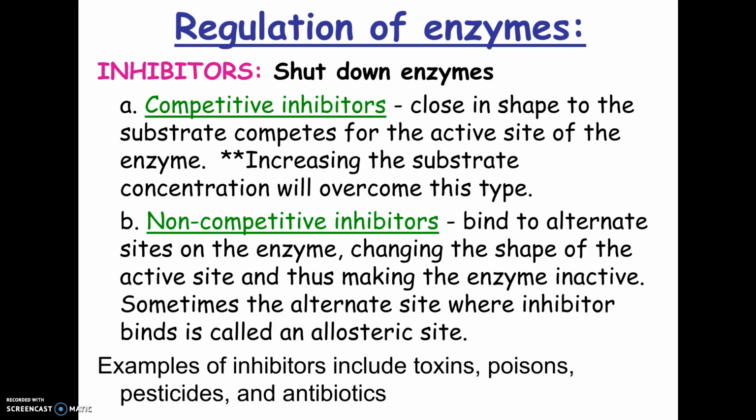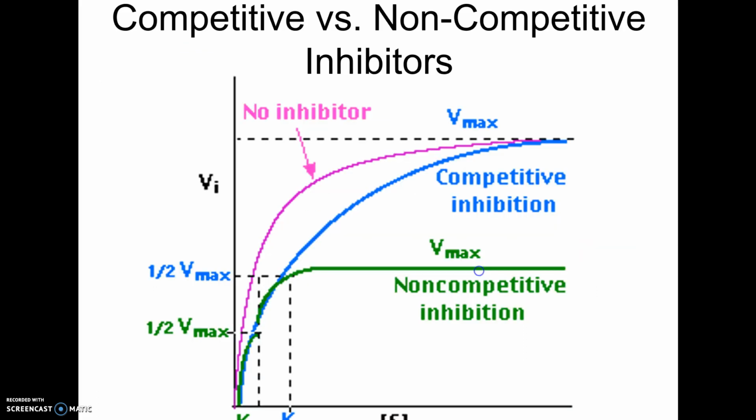And toxins like cyanide, for example, cyanide binds to certain enzymes in the electron transport chain, so you can't make ATP. So a lot of inhibitors, a lot of toxins are inhibitors. This graph, you should know this graph, again, for the test, is the same graph I showed you before, but I've added a couple more things.